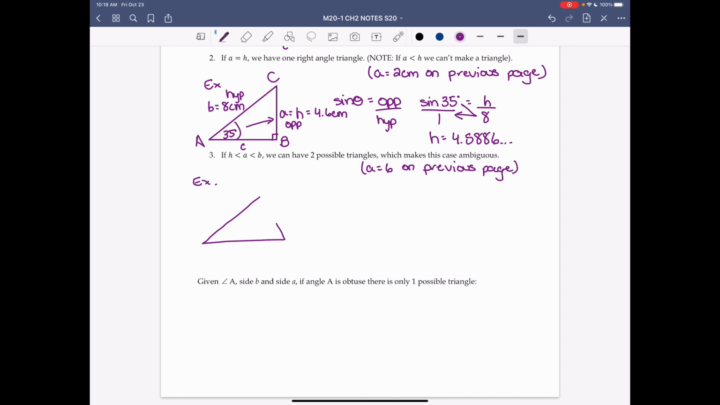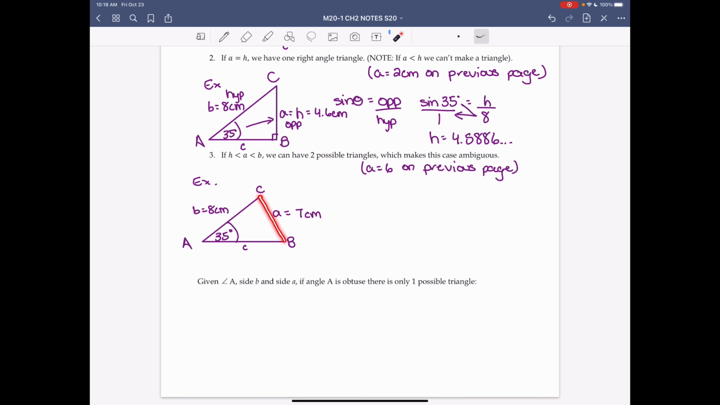Using our same measurements, we have angle A is 35 degrees. Side B is 8 centimeters. Side A would have to be bigger than 4.6 because we just calculated that for this triangle that was the height. So it'd have to be bigger than that, but smaller than 8. So maybe it's 5 or 6 or 7 or somewhere in between. I'm going to go with this example. We'll say that A was 7 centimeters. And then we have angle C and side C and angle B. So this is with side A swung to the right side.